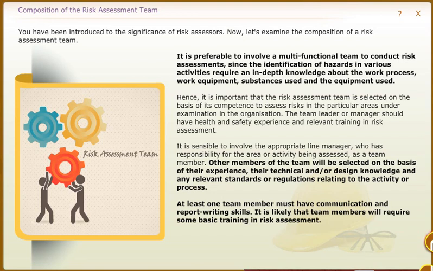The team leader or manager should have health and safety experience and relevant training in risk assessment. It is sensible to involve the appropriate line manager who has responsibility for the area or activity being assessed as a team member. Other members of the team will be selected on the basis of their experience, their technical and/or design knowledge, and any relevant standards or regulations relating to the activity or process. At least one team member must have communication and report writing skills. It is likely that team members will require some basic training in risk assessment.